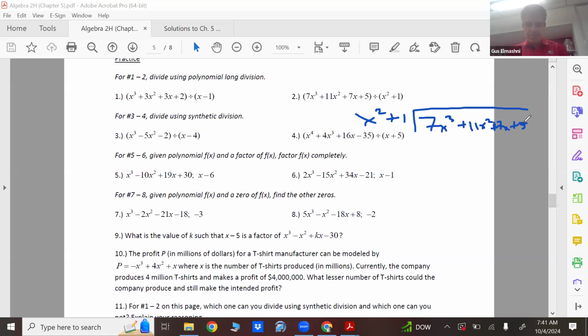Okay. So how many times does x squared plus 1 go into 7x cubed? It would go into it once, right? 7x. Basically, what would you multiply? That's what you're being asked. Like, what would you multiply to x squared to get to 7x cubed? So it'd be 7x. Okay, then you gotta multiply x squared plus 1 by 7x.